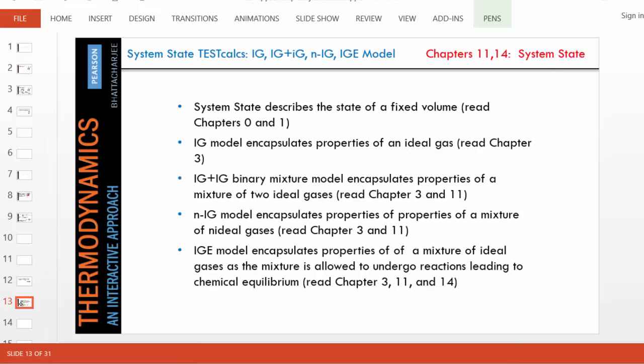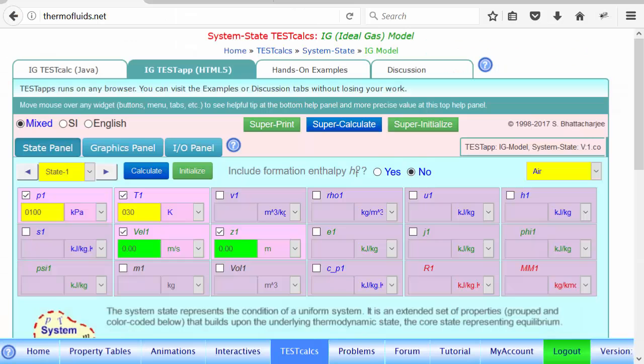Just the background for this, you will find in chapters 11 and 14 where mixtures are treated. Again, the IG model should be very familiar to everybody. Then we'll treat air as a mixture of oxygen and nitrogen using the binary mixture model. Then we'll use the generalized mixture model where you can have as many components as you like in a gas mixture, but we'll still use air as our example. And finally, the chemical equilibrium model where oxygen and nitrogen can react at this high temperature, producing NOx. We'll also have a chance to see the composition of NOx using the IGE model. So let's get started.